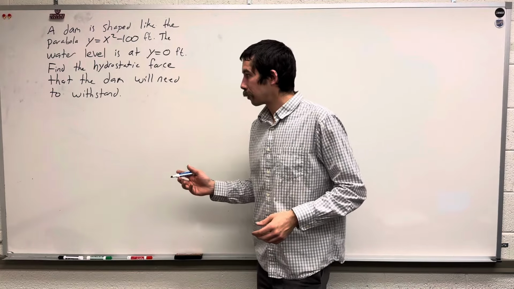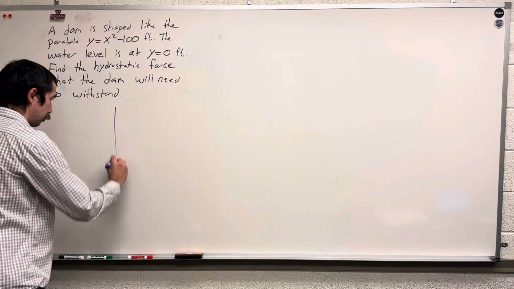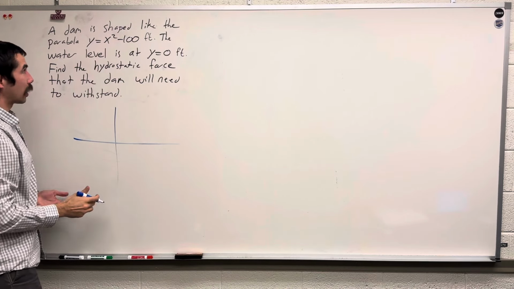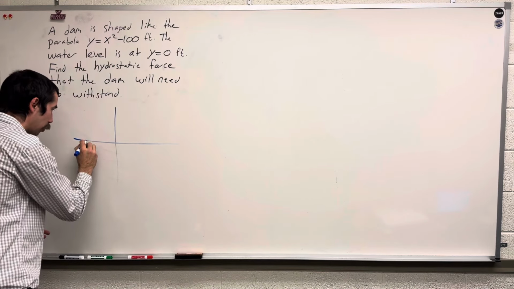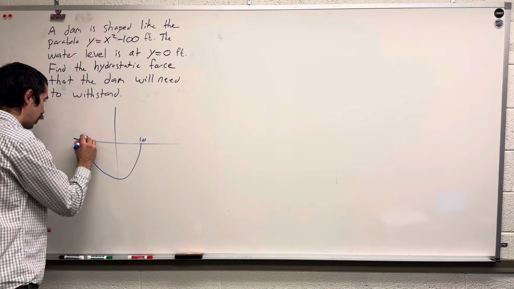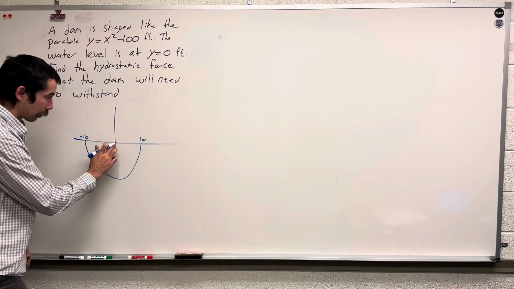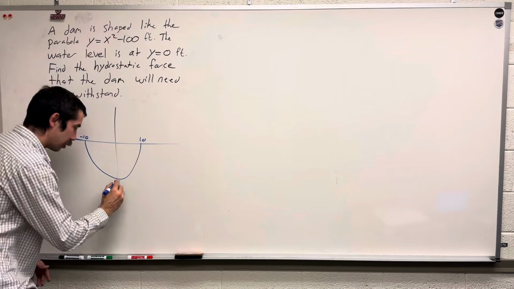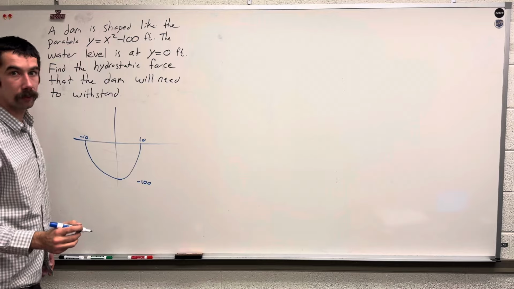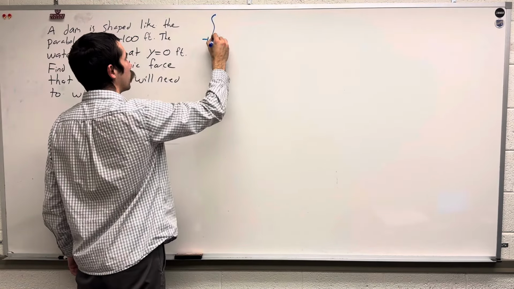Okay, so let's first sketch our dam. So it's the graph y equals x squared minus 100. That's a parabola. And the x-intercepts are negative 10 and 10. Okay, pardon the drawing. The water level is at y equals 0, and it goes down to y equals negative 100.